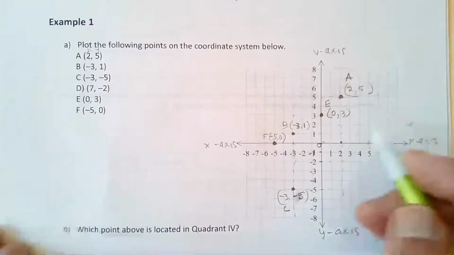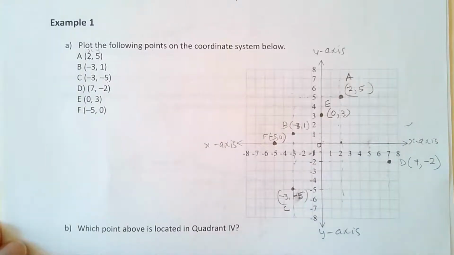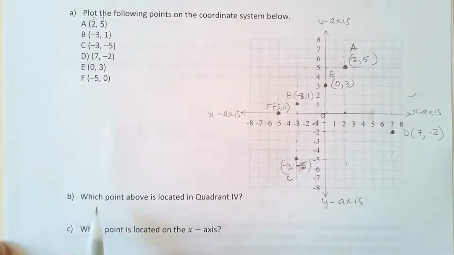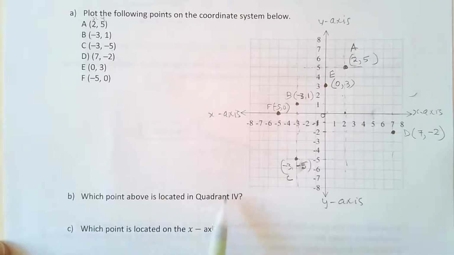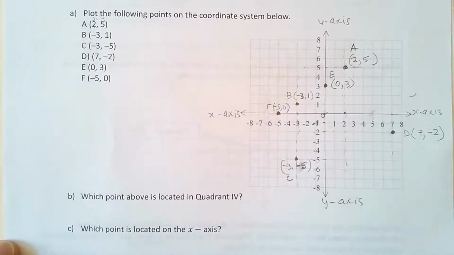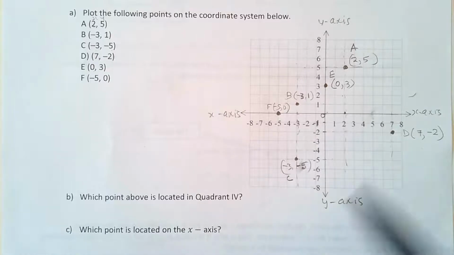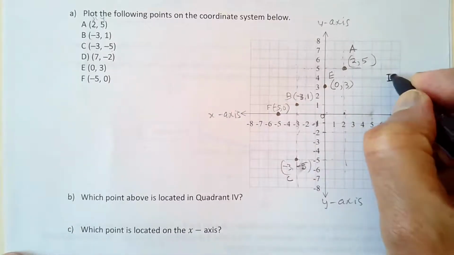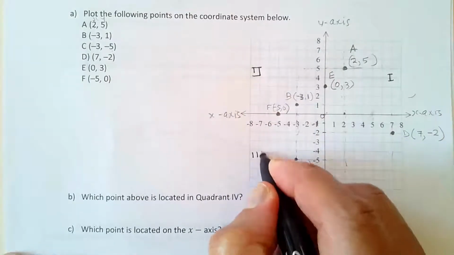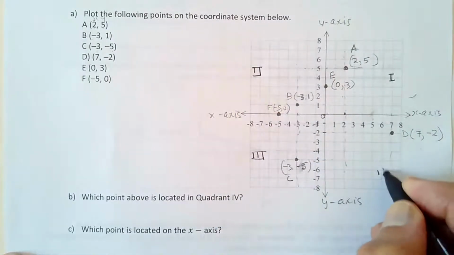So these are the points plotted on the coordinate system. The follow-up question: which point above is located in quadrant 4? Now notice, we can label these as quadrant 1, 2, 3, 4. Just remember this is quadrant 1, quadrant 2, quadrant 3, and quadrant 4.